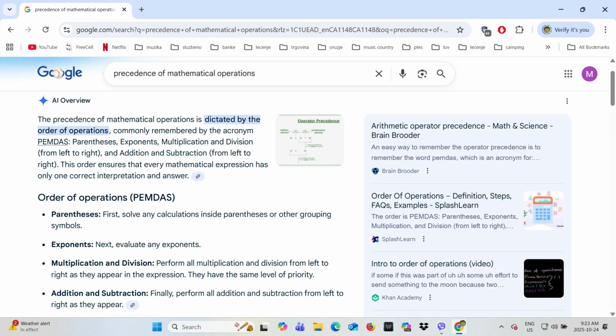Hey Aiko, precedence of mathematical operations. Google babe, please read it.